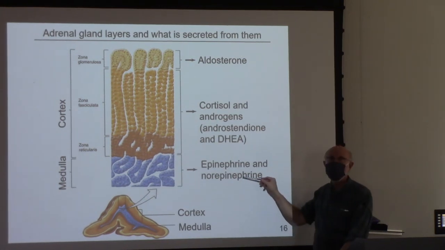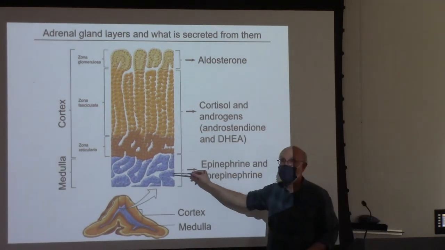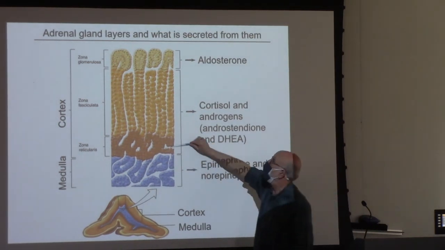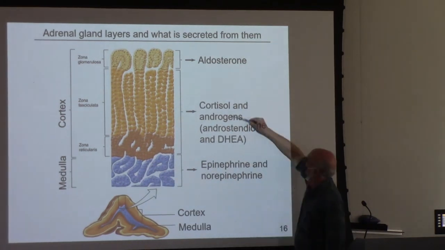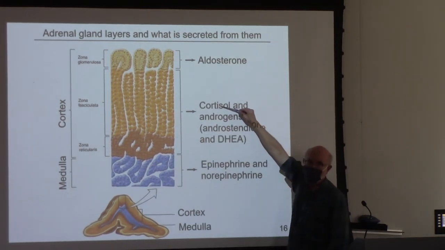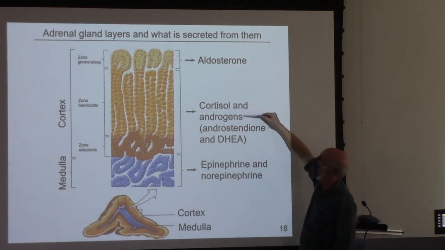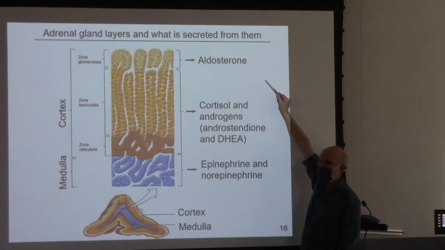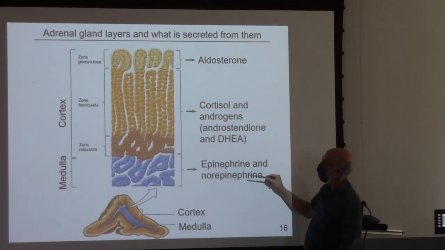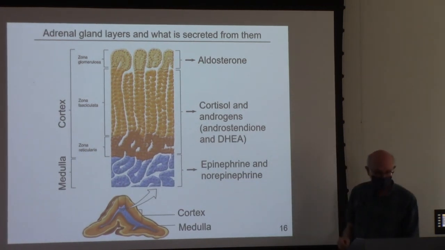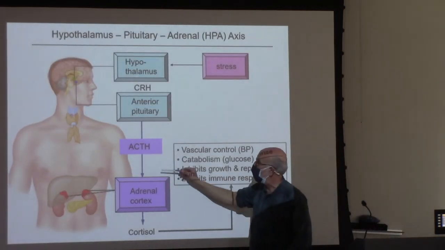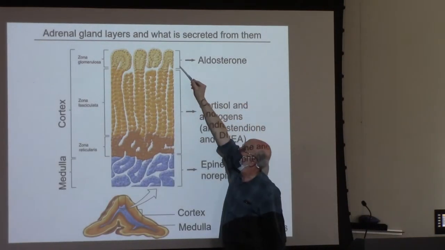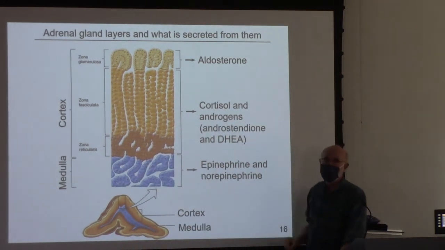So you've seen these as neurotransmitters. Now we're going to see them as hormones released by the adrenal medulla. So the adrenal cortex produces steroid hormones, including cortisol, but also sex hormones and aldosterone. And the medulla produces epinephrine and norepinephrine. So the idea here is that the ACTH is stimulating the adrenal cortex to produce cortisol.